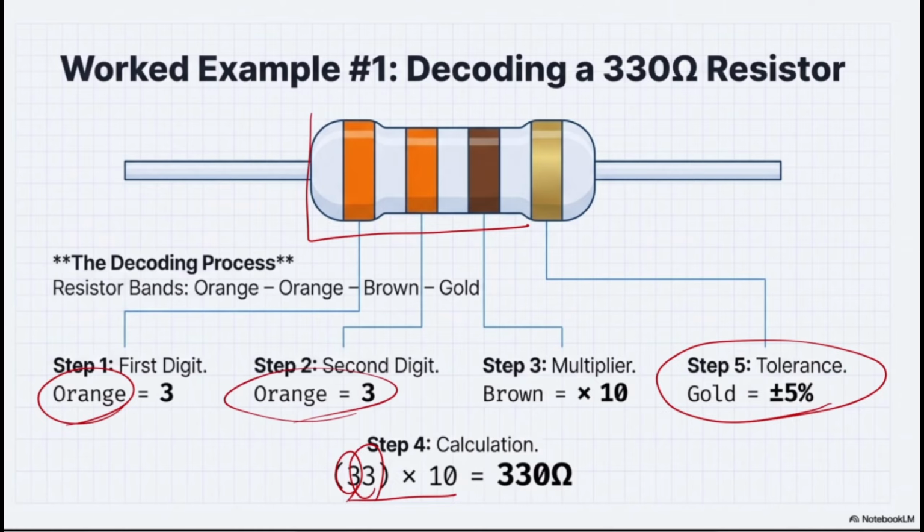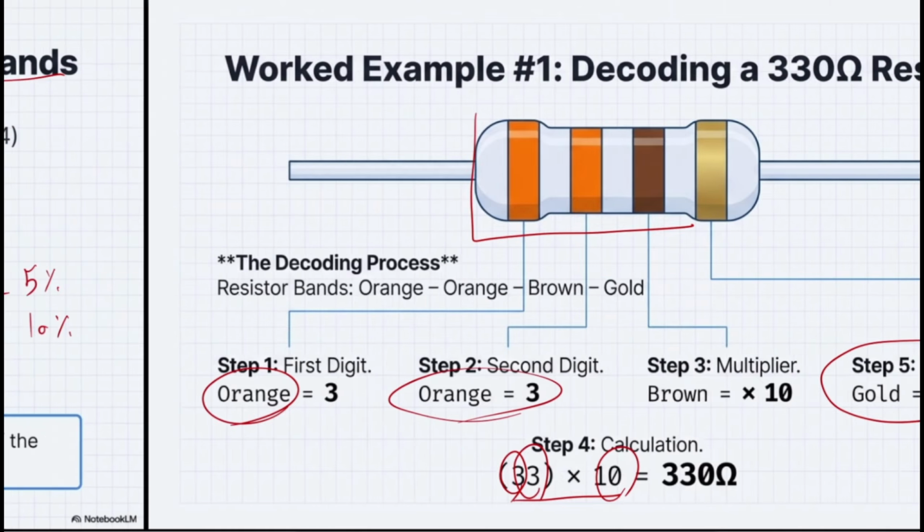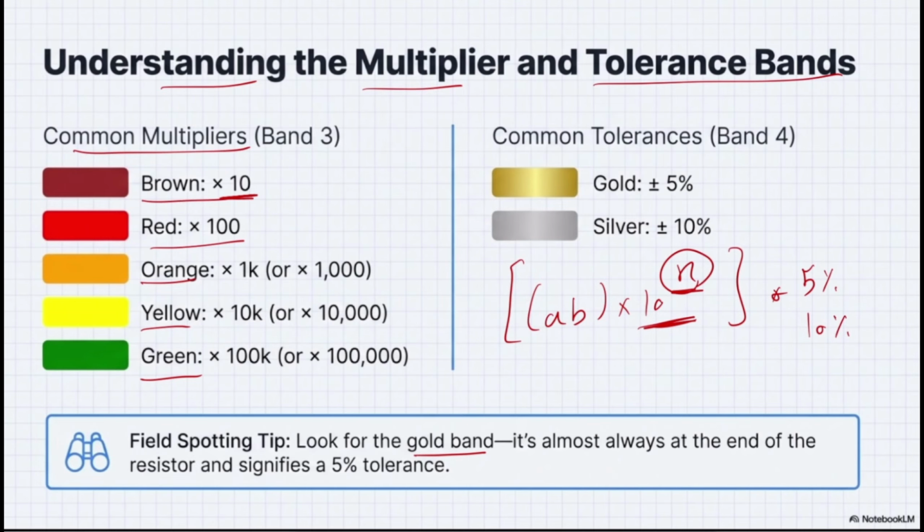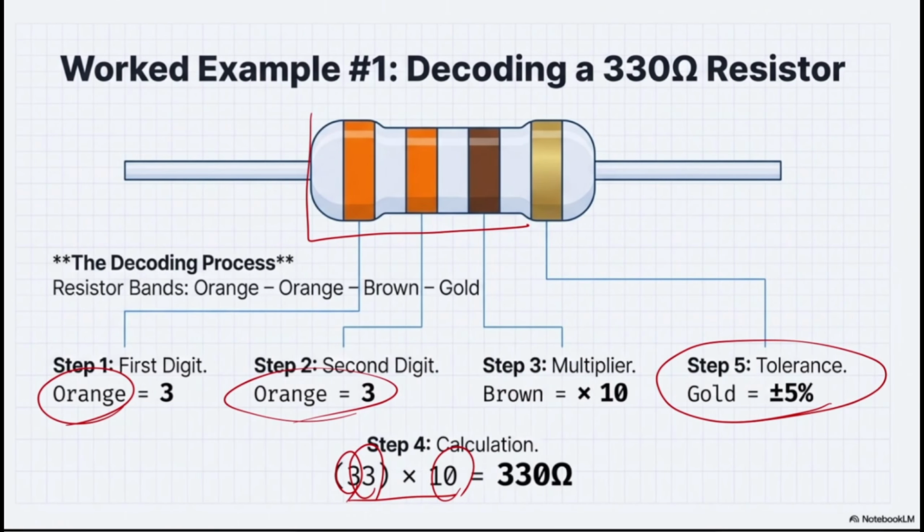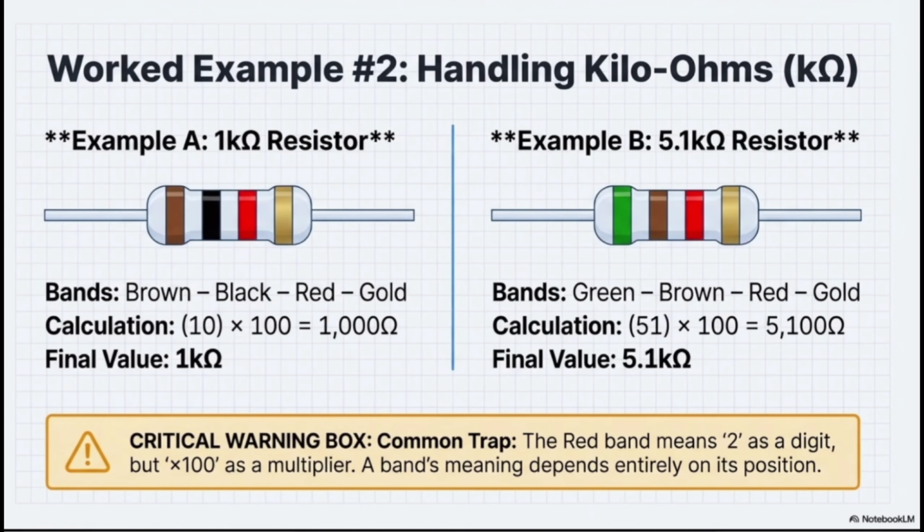So we have orange. The next color should be only 1 zero. We know it from brown. It's going to contain 1 zero. So we have orange, orange, brown, and finally it could be gold or silver itself. Even if we didn't know anything about the numbers from the beginning, we can just look at the colors. Orange means 3, brown means 10, and this one means 5%. 33 times 10 is going to give me 330 ohms itself.